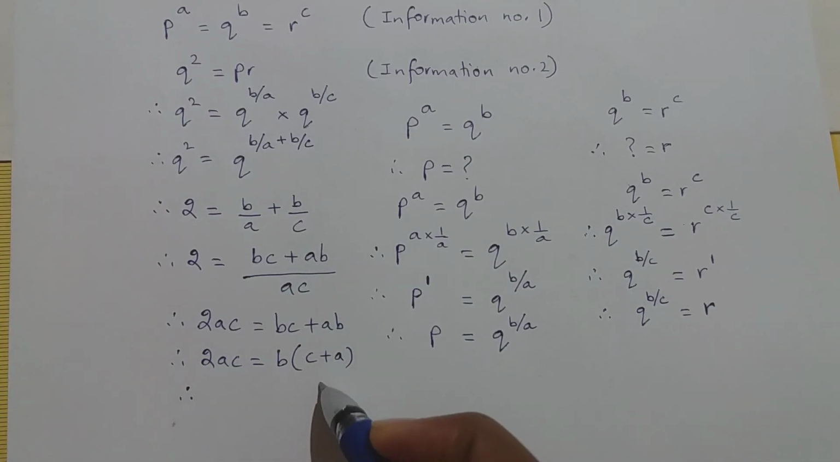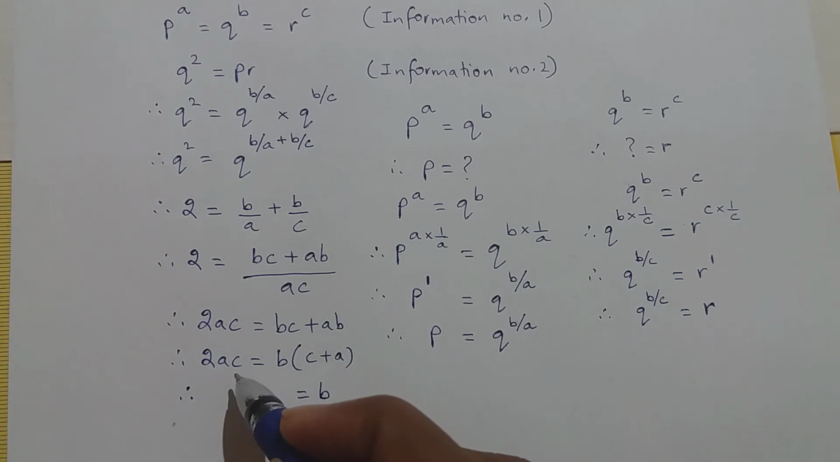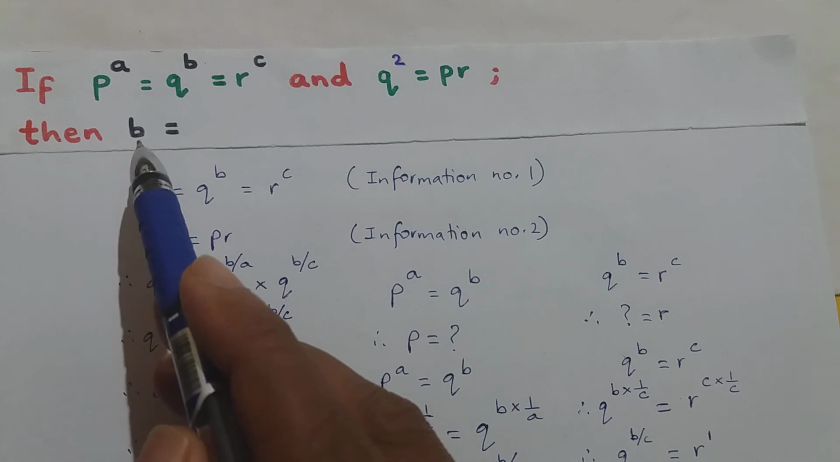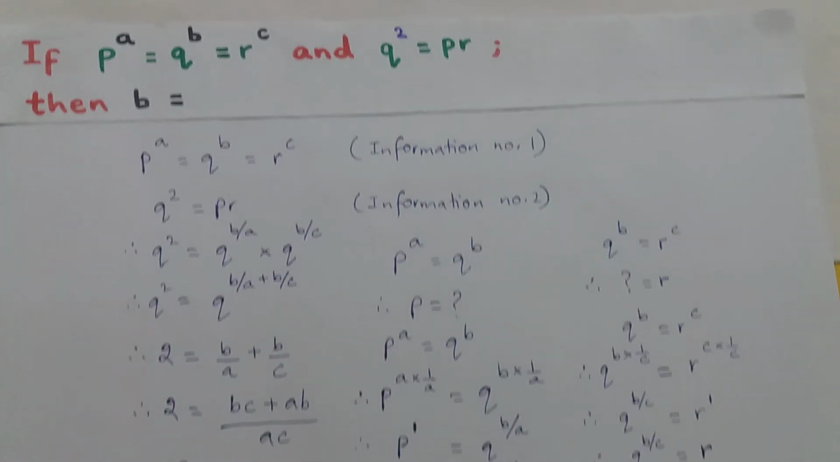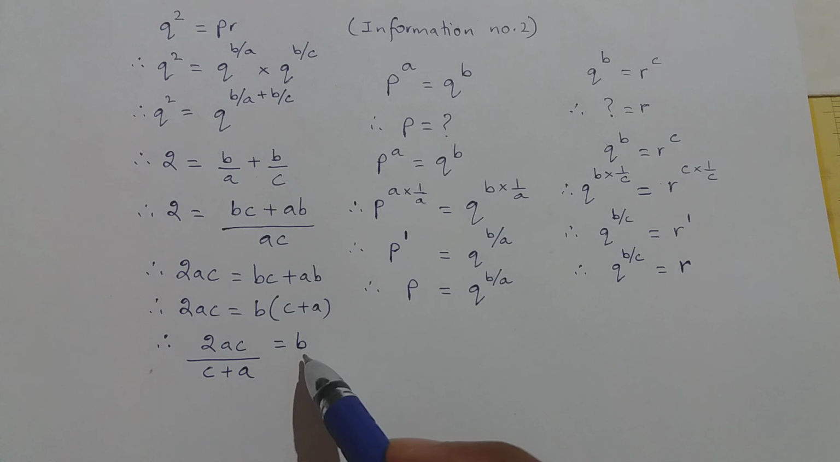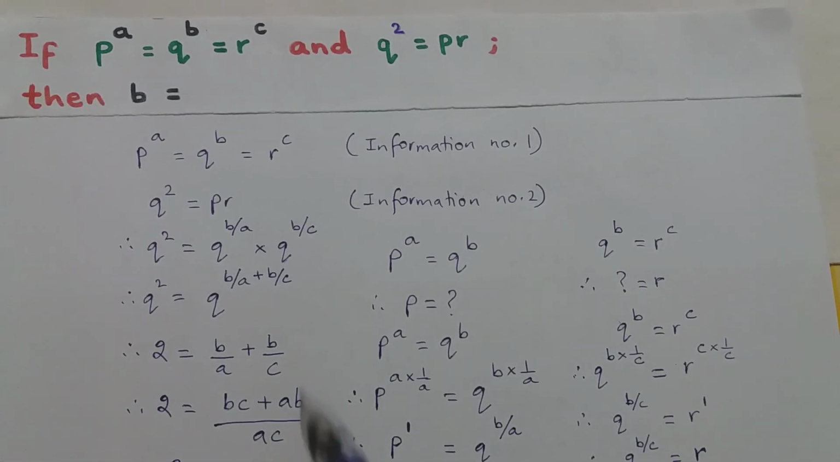So therefore B is equal to, I will shift this C plus A to the left hand side, so it will be 2AC divided by C plus A. So B is equal to 2AC upon C plus A, and with that we have found out the value of B. The value of B is 2AC upon C plus A. So with that we have found the value of B and we have solved this given question.